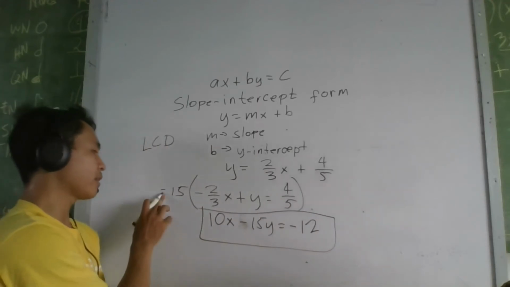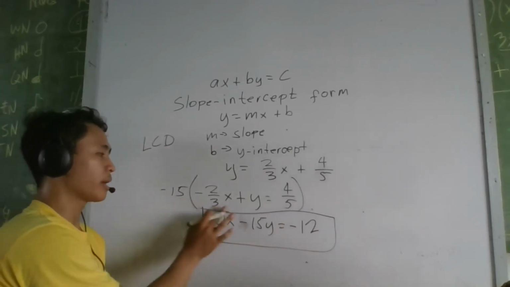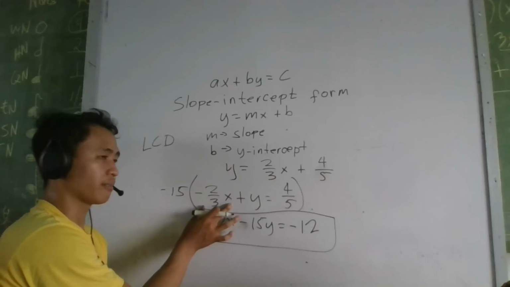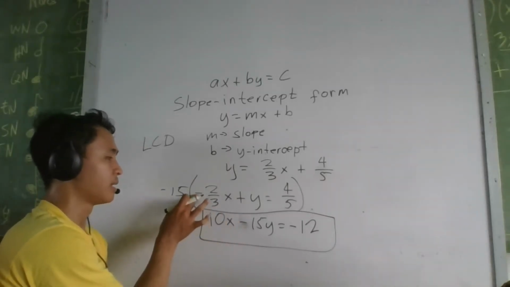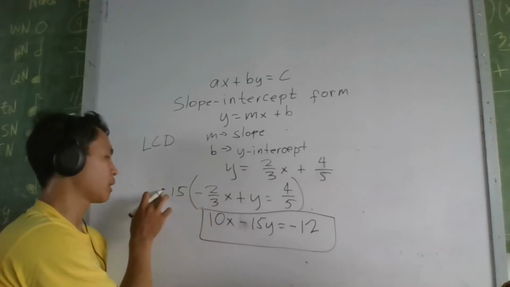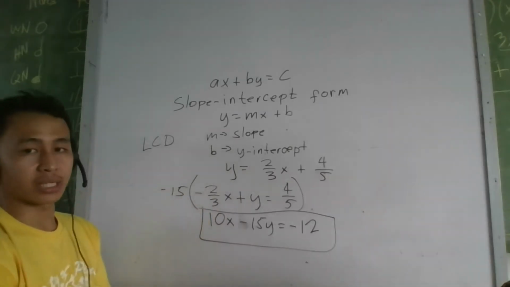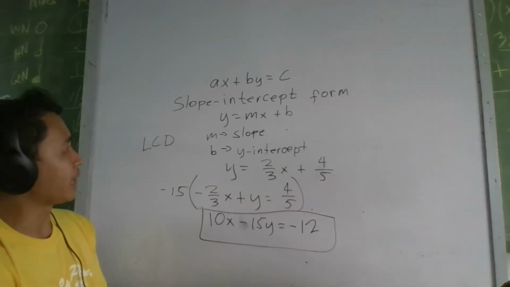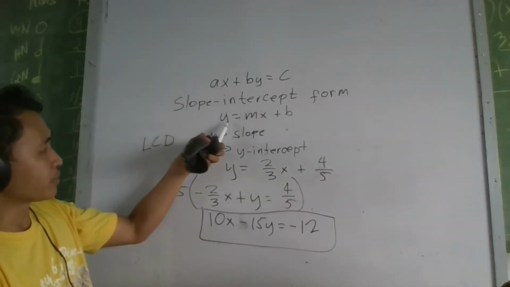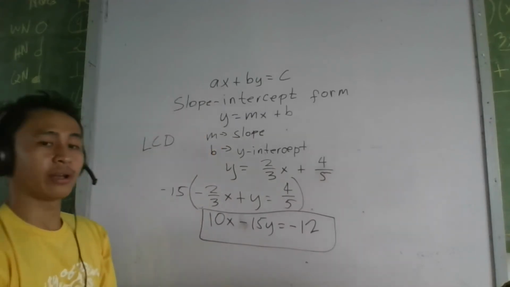Again, negative tayo dito kasi binimake sure lang natin na yung x natin is positive. Okay? So, dapat positive yung first term natin. So, yeah, para maging positive, multiply by negative. So, yan yung reason bakit negative siya. Okay? So, that is how you convert standard to slope-intercept and slope-intercept to standard form.